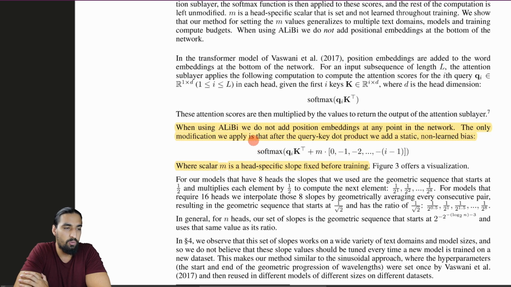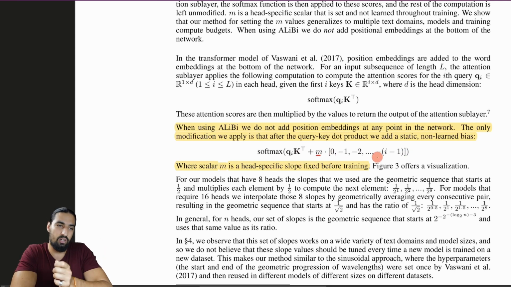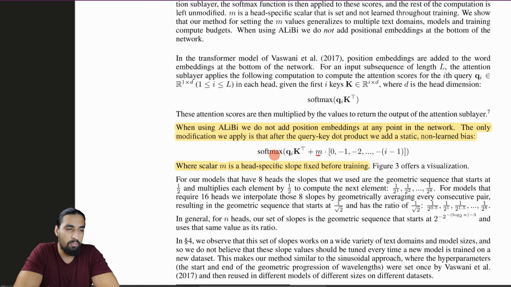The only modification we apply is that after the query key dot product, we add a static non-learned bias. So as I already explained, here is just an algebraic expression of the thing I just explained above. So M is again a parameter that's dependent on the attention head you're in, and these depend on how far away the key vector is from this current query vector. Then we apply the softmax.